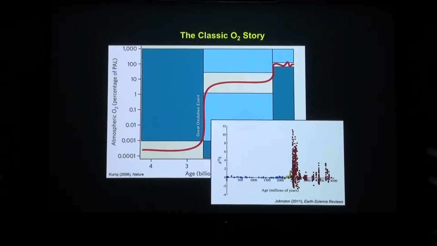And the number 10 to the minus 5 comes from Pavlov and Kasting's work for what is the level of oxygen that cuts off the channel from which we form the elemental sulfur. Okay?